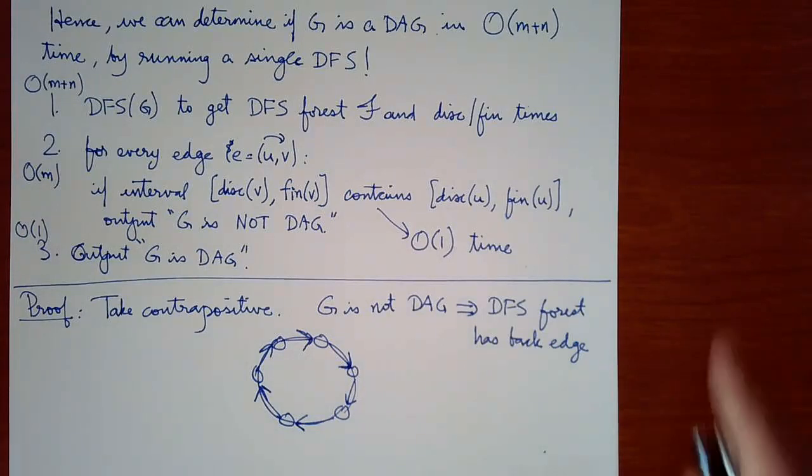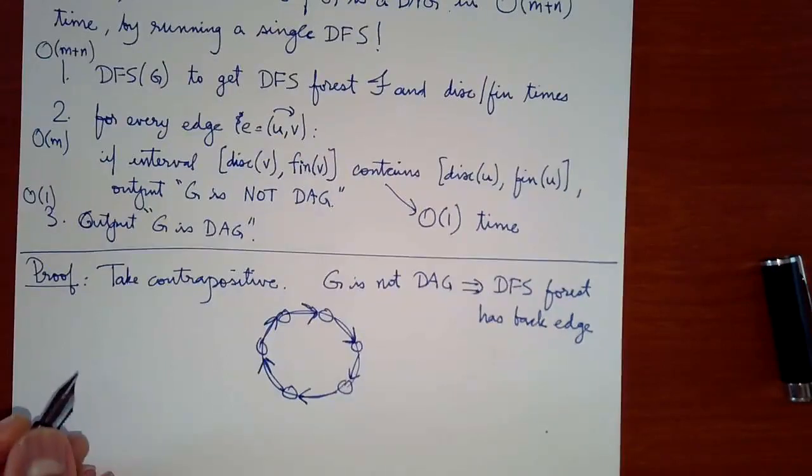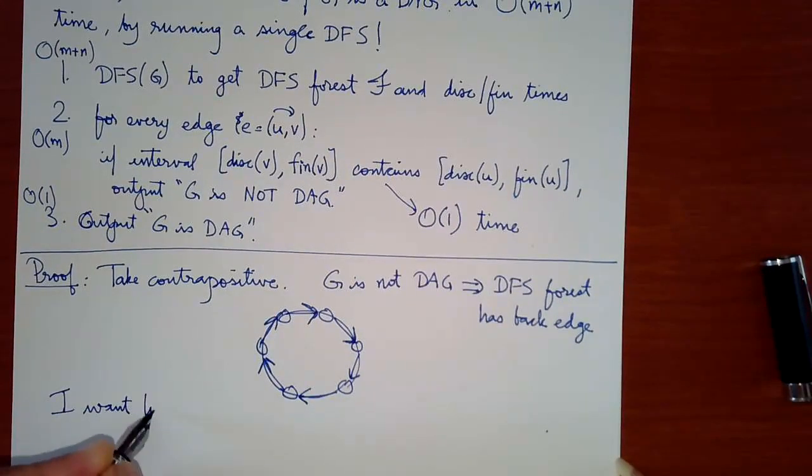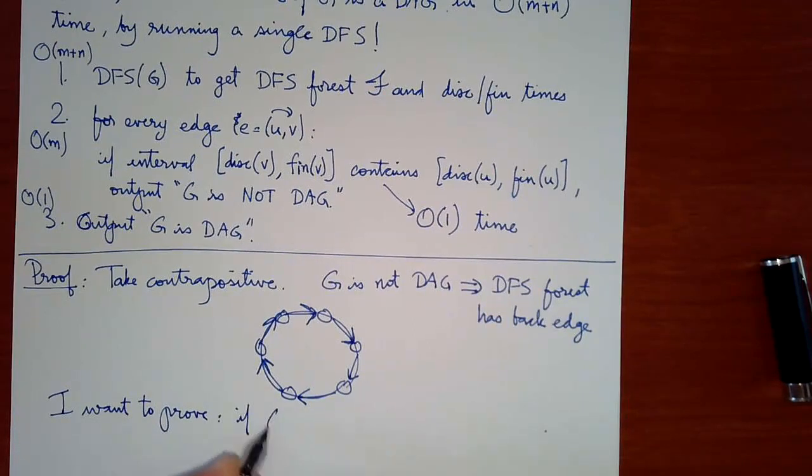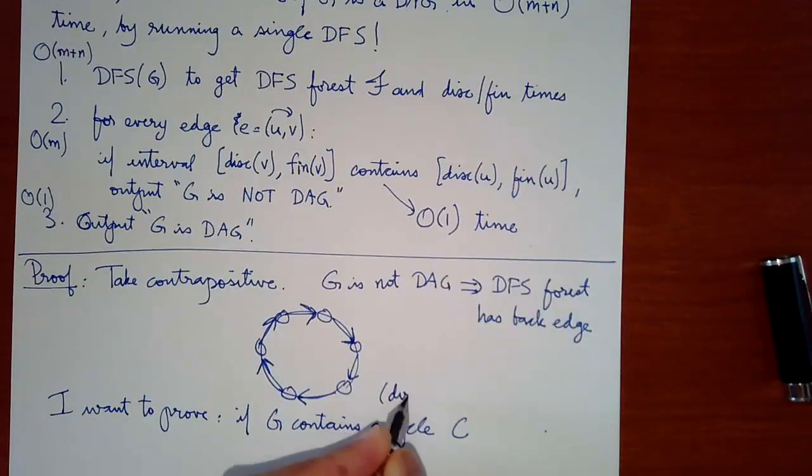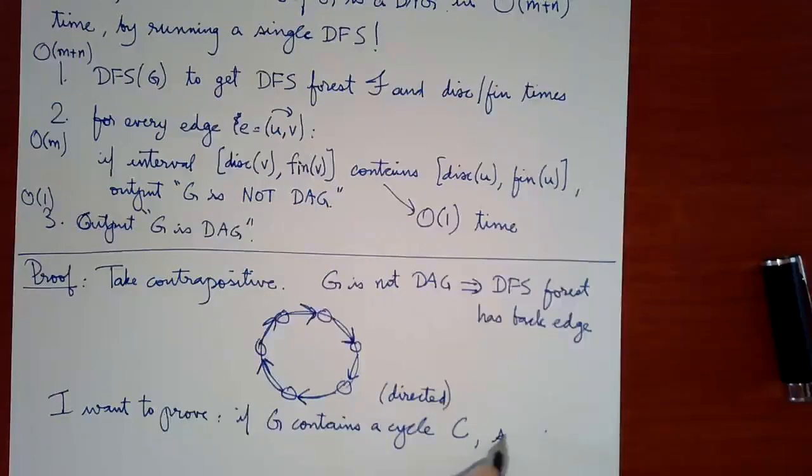So okay, maybe let me say this. What do I want to argue? I want to prove that if G contains a cycle C, so this is a directed cycle, then some edge of C is a back edge.